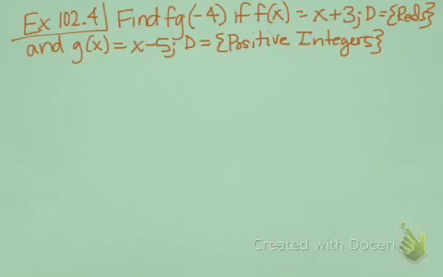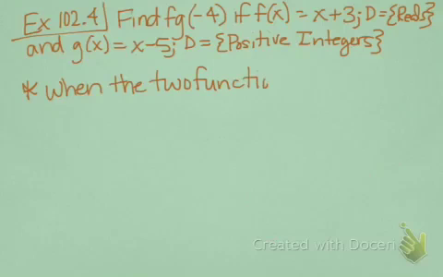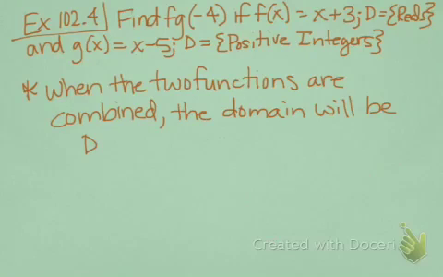Another example. Find fg of negative 4 if f of x is x plus 3, the domain is the reals, and g of x is x minus 5, the domain is positive integers. Before we go any further, you can kind of look ahead before you do any work. Look at those domains and see if they work out with our input. So we have reals and positive integers. So when the two functions are combined, the domain is going to be positive integers.